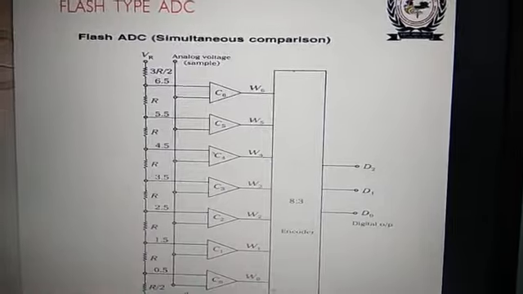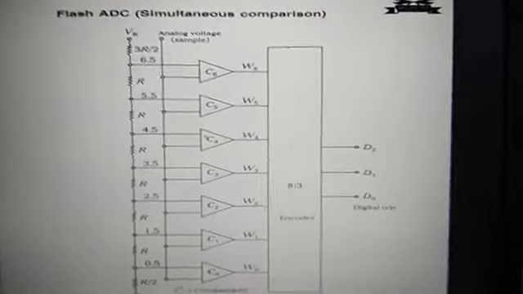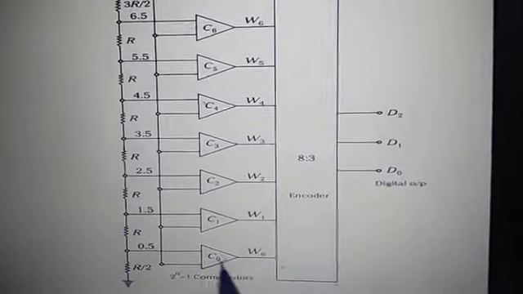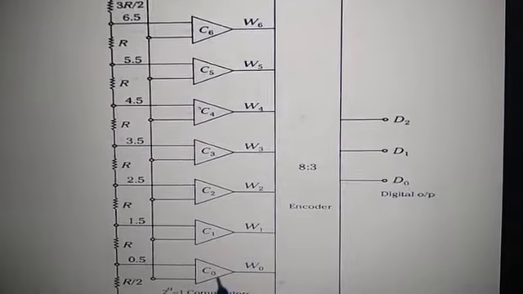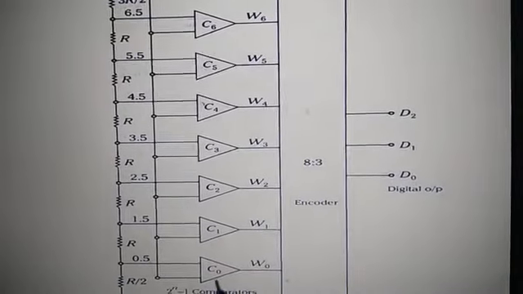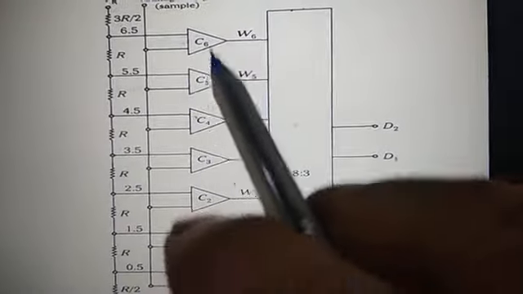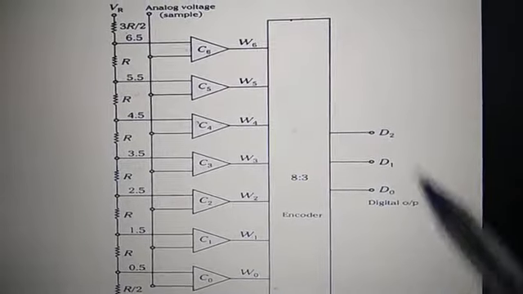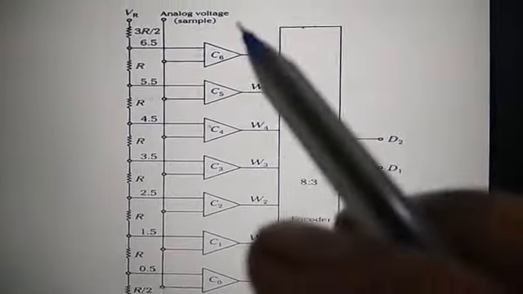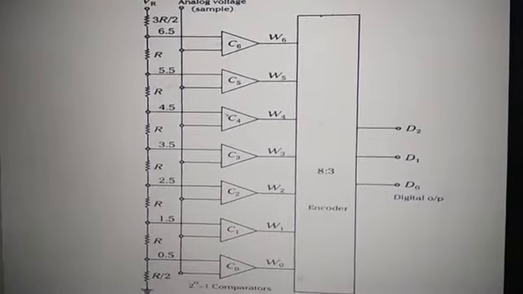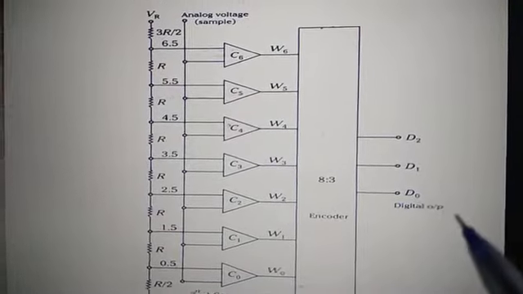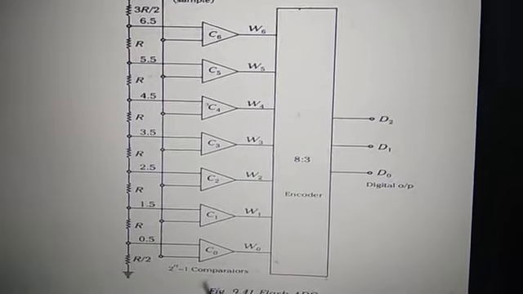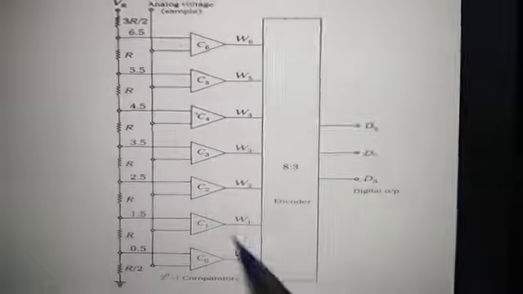The next type of ADC is the flash type ADC. You can see this is the diagram for the flash type ADC. Simultaneous comparison. Here comparators are used. These are all comparators: C0, C1, C2, C3, C4, C5, C6. That means 7 comparators are used for the 3-bit. If 4 bits are there, we can use 15 comparators. 2 to the power 3 minus 1. 1, 2, 3, 4, 5, 6, 7.